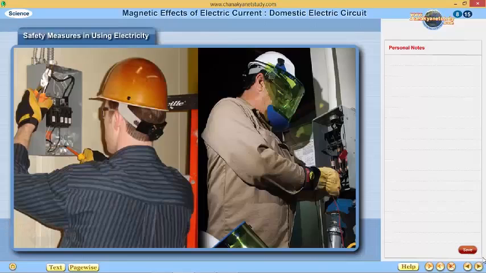Wires carrying electricity should not be touched barefooted. If we touch the wire barefooted, current will pass through our body. So we will receive a severe shock. This shock may sometimes cause death. Therefore, while working with electricity, we must wear gloves made of insulated material and rubber-soled shoes so that current will not flow through our body.